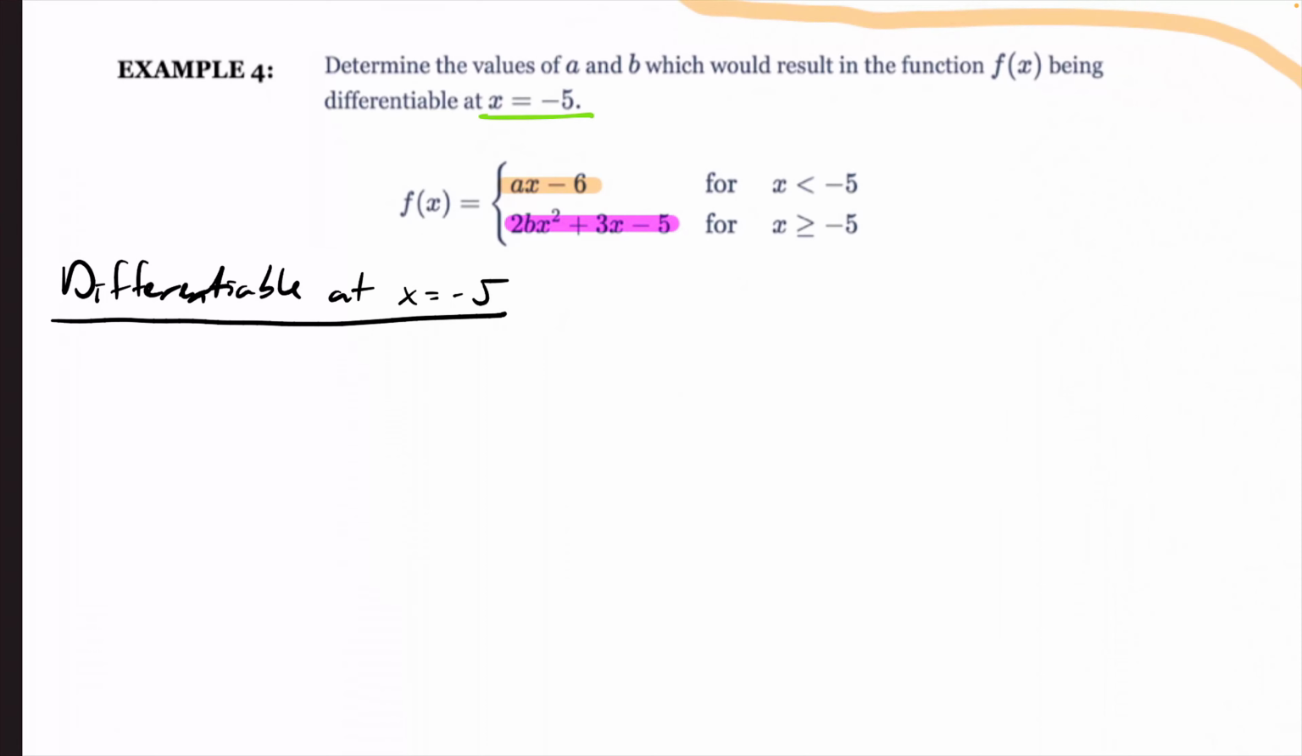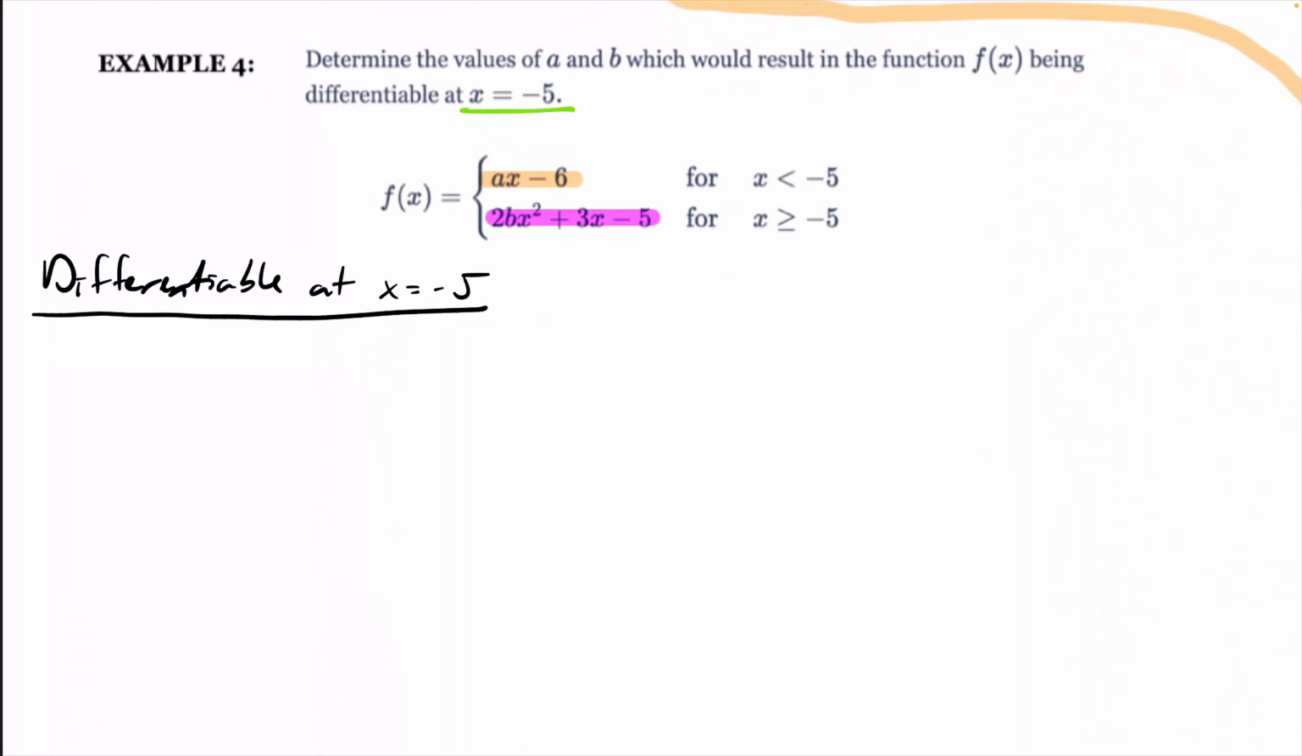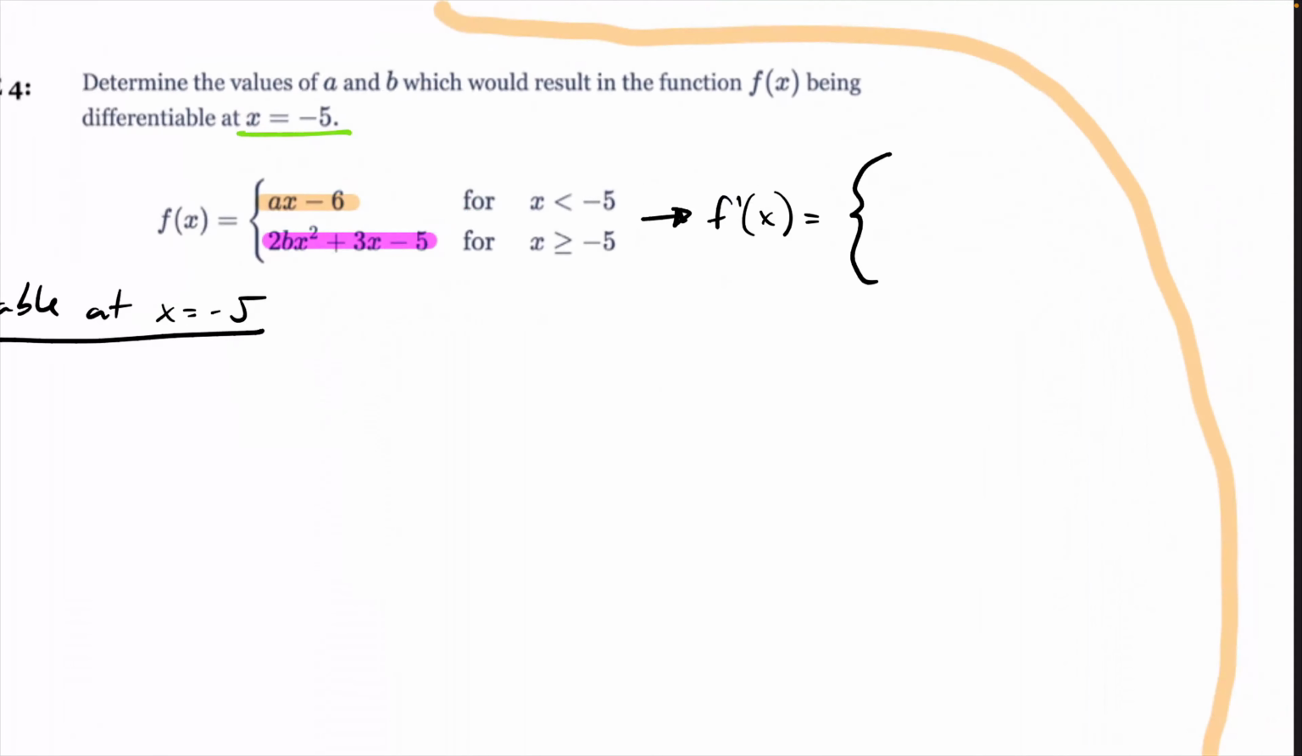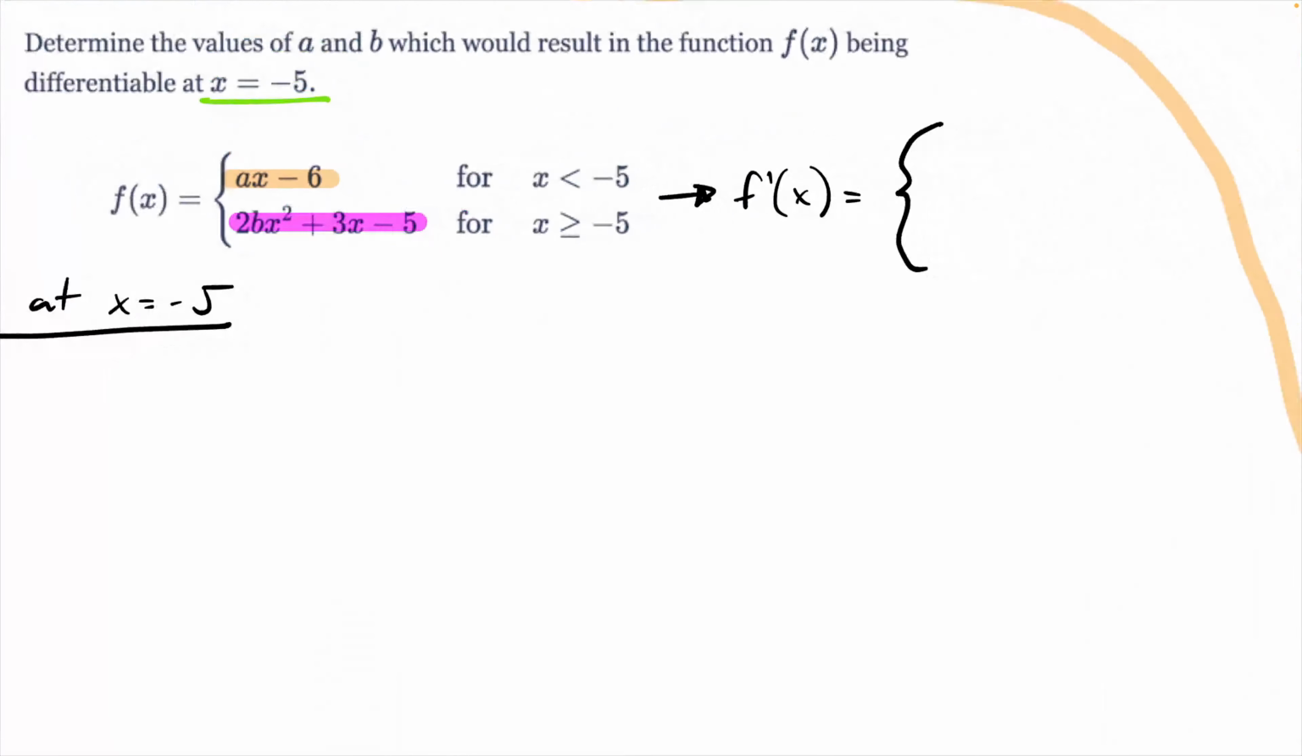It's a piecewise function, so it's got two pieces to it. So what is that going to look like? It's going to look like this. F prime of x. So the green, or sorry, not the green, the right below that, the orange. The orange is ax minus 6. Remember, a is a value. So what's the derivative of ax minus 6?